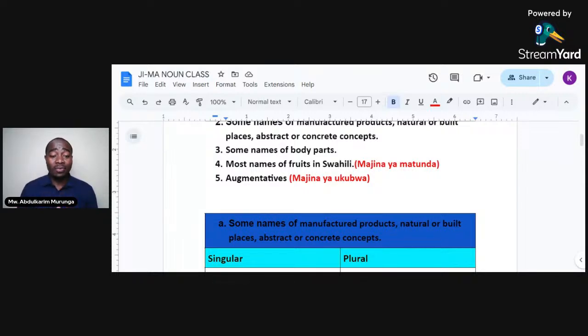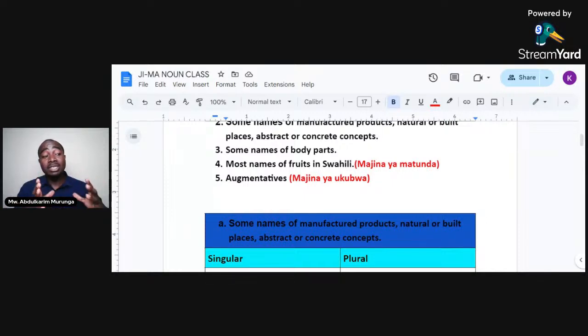Number five is augmentatives. This is a language feature in Swahili whereby you make something to appear very, very huge. Okay? You make something to appear very huge. For instance, here, we say simu. But if it's huge, we say jisimu. So you make something appear very huge just using the language.